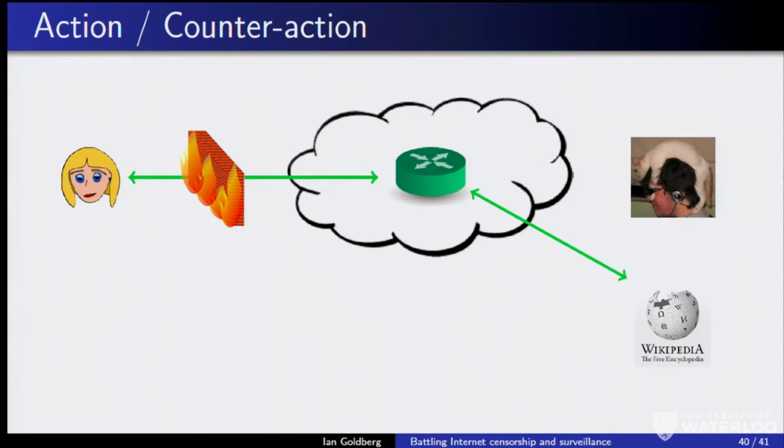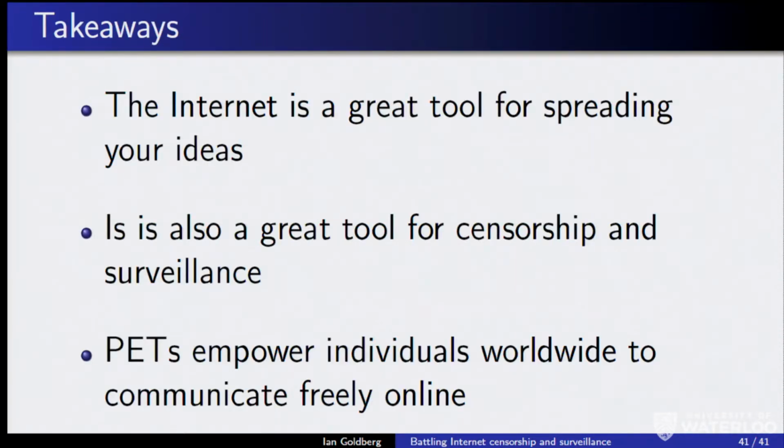Okay, so I'm just about out of time, leaving some time for questions. So some takeaways. The internet is a great tool for spreading your ideas, but it's also a great tool for censorship and surveillance. And so using privacy-enhancing technologies, we can empower individuals worldwide to communicate freely online. Thank you very much.